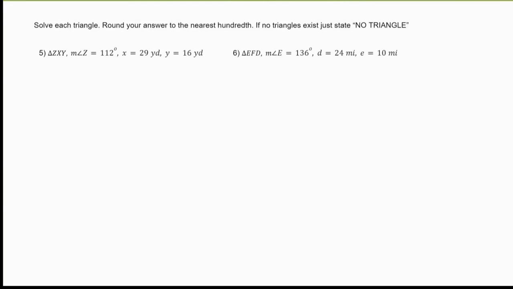So to start off here, the first one that we're given, angle Z is 112. Note that this is not to scale. So this is angle Z. Let's call this X and call this Y. So side X is 29, side Y is 16. And now I need to solve the rest of this.